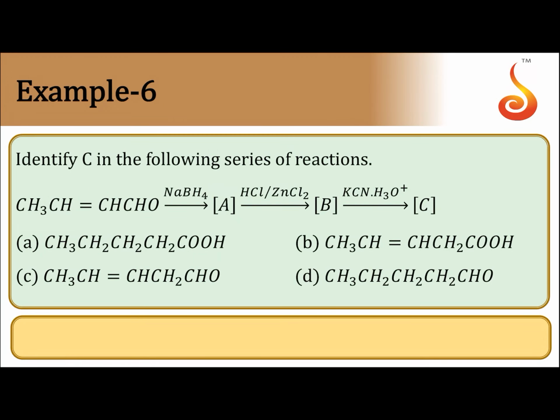Identify C in the following series of reactions. So what is the reaction here? An unsaturated aldehyde is treated with sodium borohydride. We'll get a compound A. A is treated with HCl and zinc chloride. You will get a compound B. B is treated with potassium cyanide followed by hydrolysis. You will get a compound C. They are asking what is C in the following reaction.